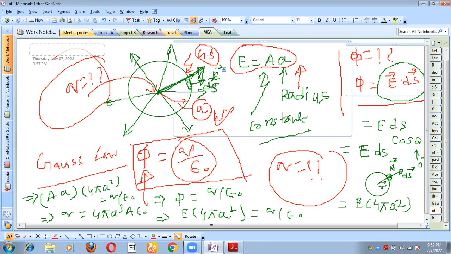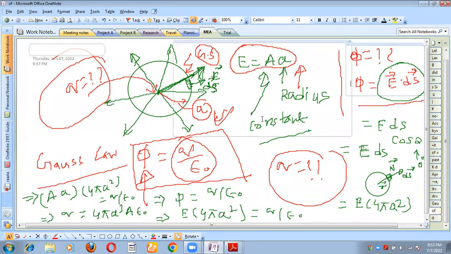It should decrease. It should be A by A or A by A square kind of thing. Are you getting my point? Yes, sir. So that's why I have not used that formula. But for this particular kind of situation, we are getting the right result.